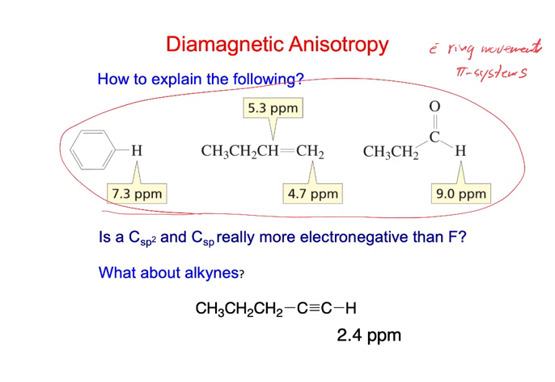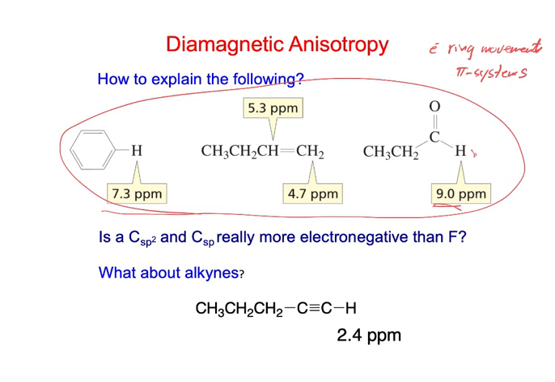So, based upon the chemical shifts, if we were only trying to use electronegativity as the argument for the chemical shift, and we see a chemical shift for this aldehyde clear down at 9 parts per million, then it would suggest something is even more electronegative than fluorine, right? It's even further downfield. Okay, but that just doesn't fit.